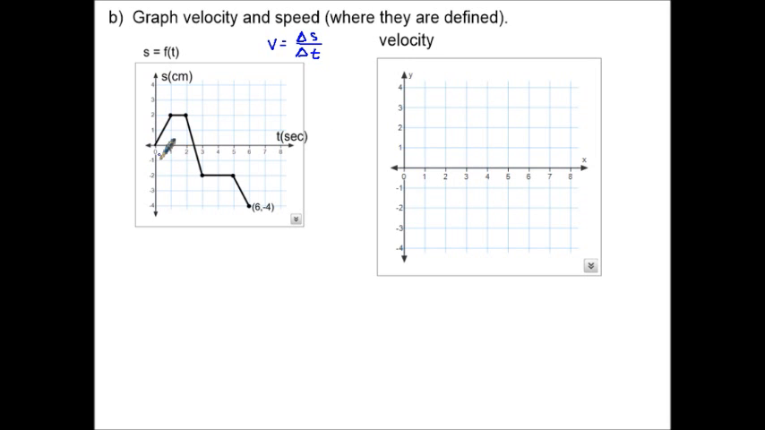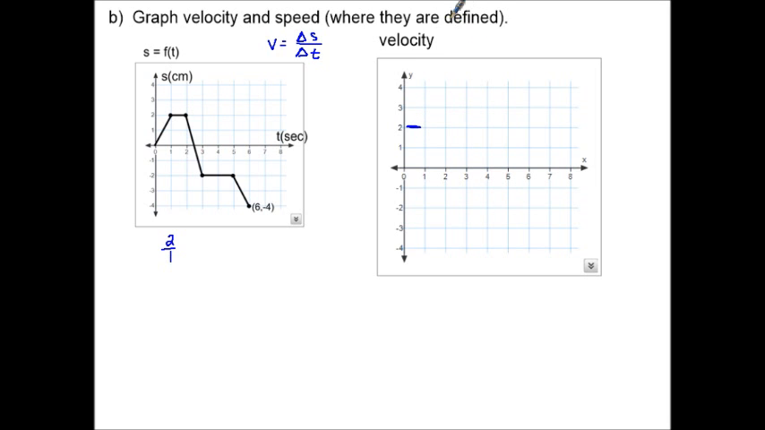For instance, from 0 to 1, my position went from 0 to 2, so in this chunk of the graph, my delta S is 2, and my delta T, time that passed, was 1. So I'm at a positive 2 over 1 as far as velocity during the 0 to 1 time frame. So I can have this part of the graph shaded.